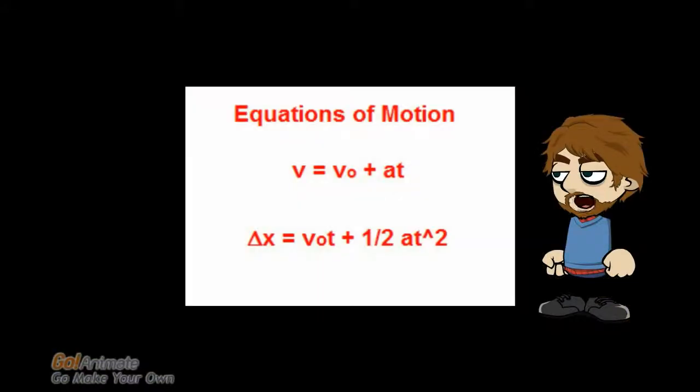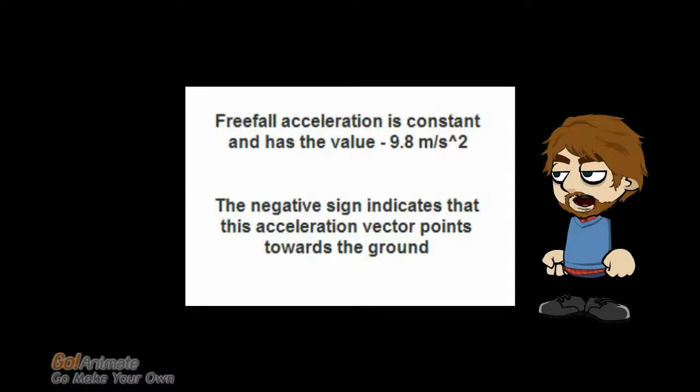Let's take a look at the equations of motion. Remember, these relationships come from our analysis of motion graphs with constant acceleration. Now, let's see what happens when we substitute a equals minus g. Negative 9.8 meters per second squared. The acceleration vector points in the direction of the gravitational force, towards the Earth. We have established a system that defines motion towards the Earth as negative motion, so any vector pointing towards the Earth would also be negative.